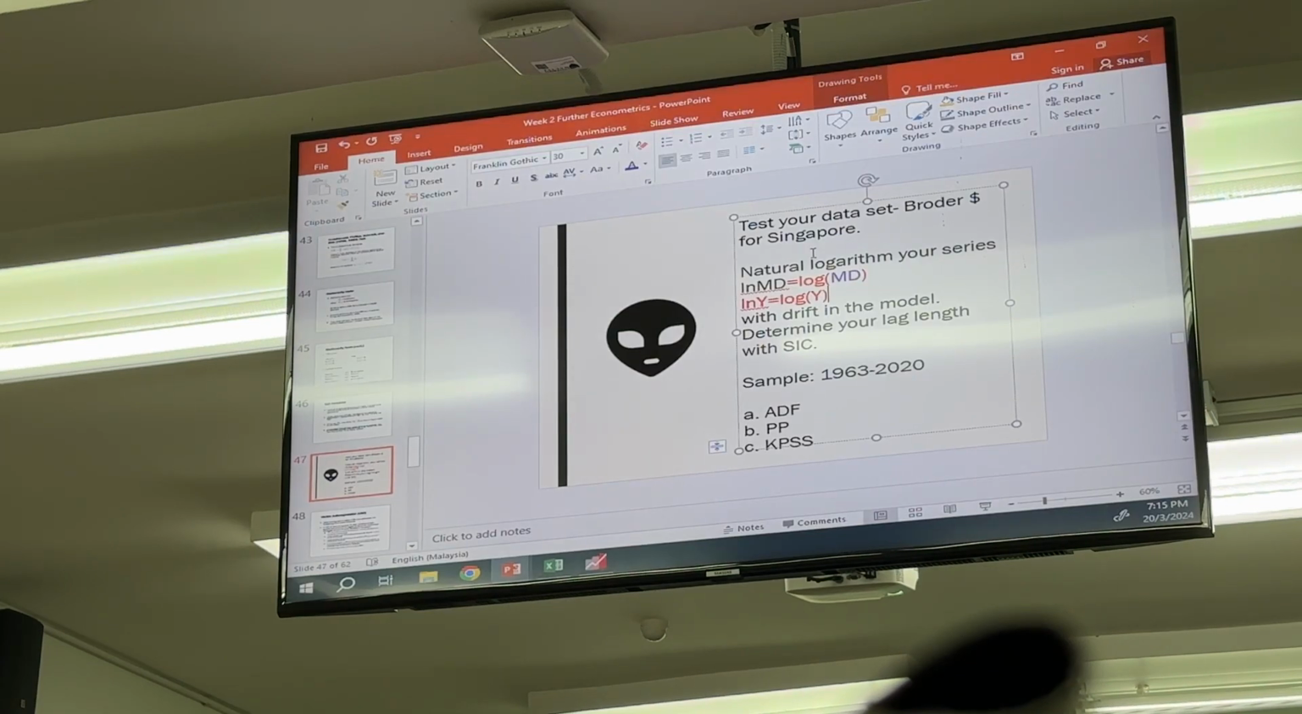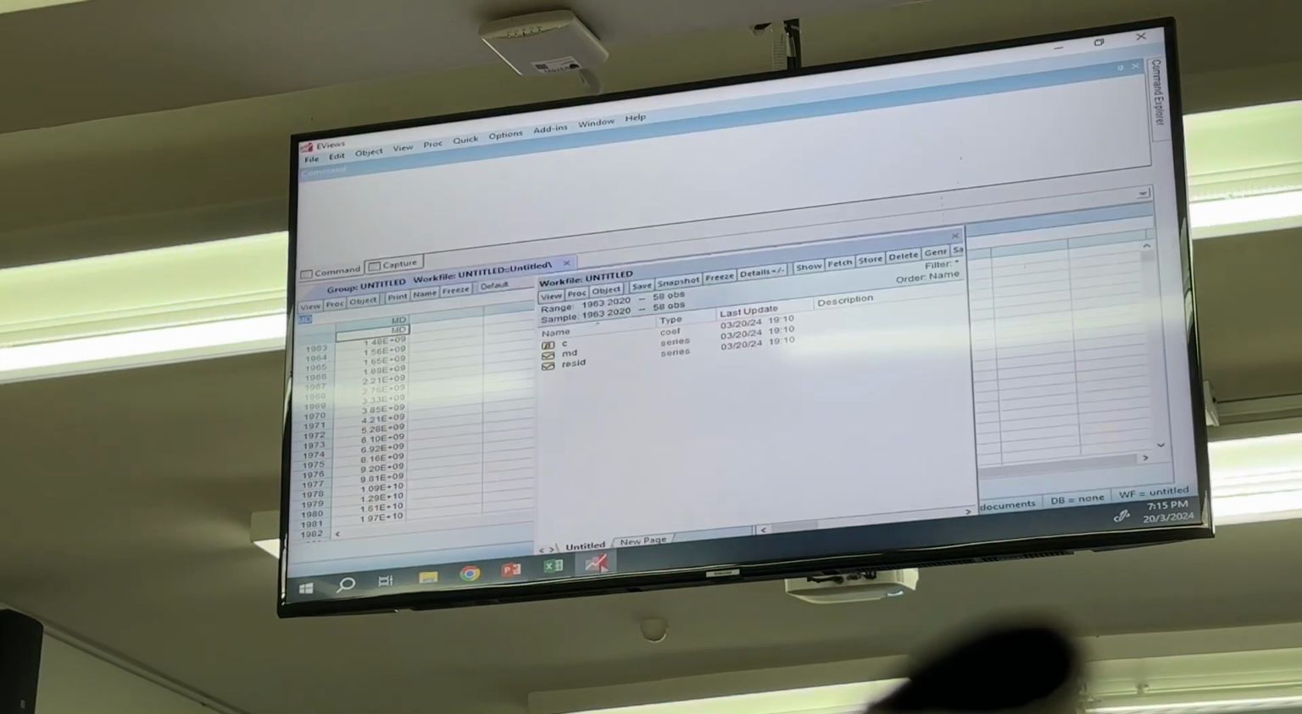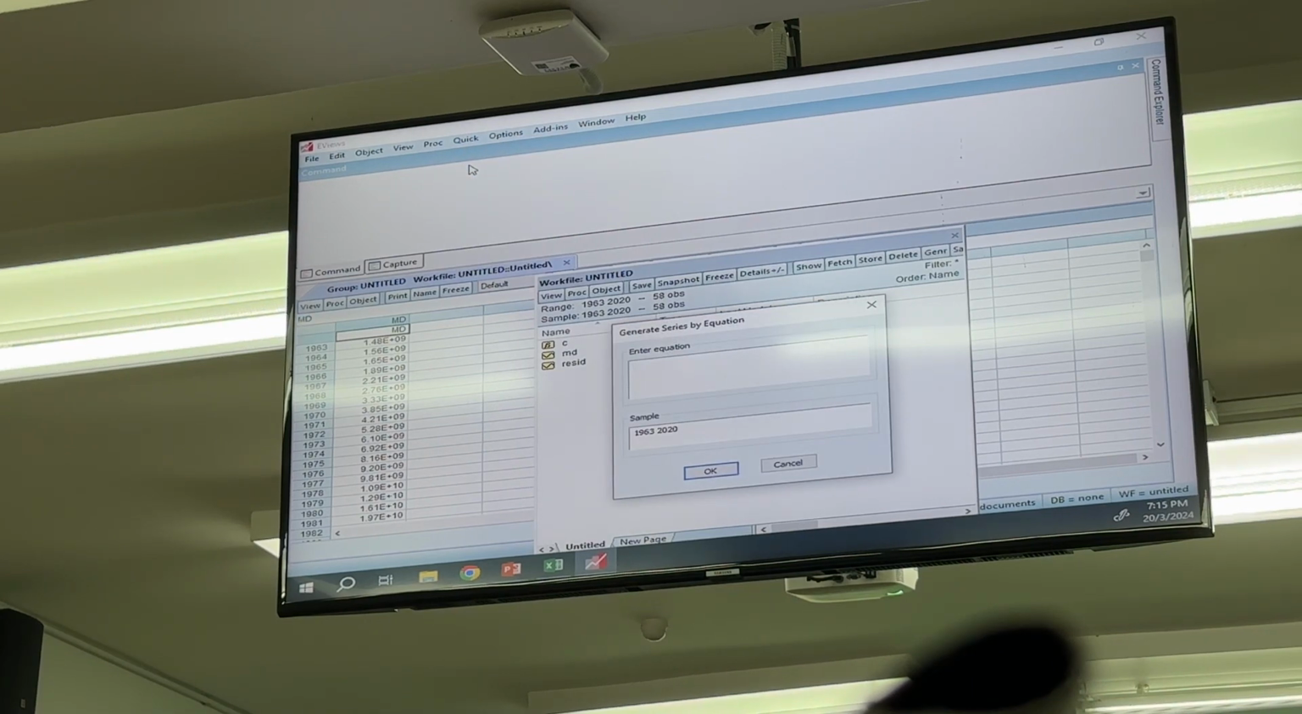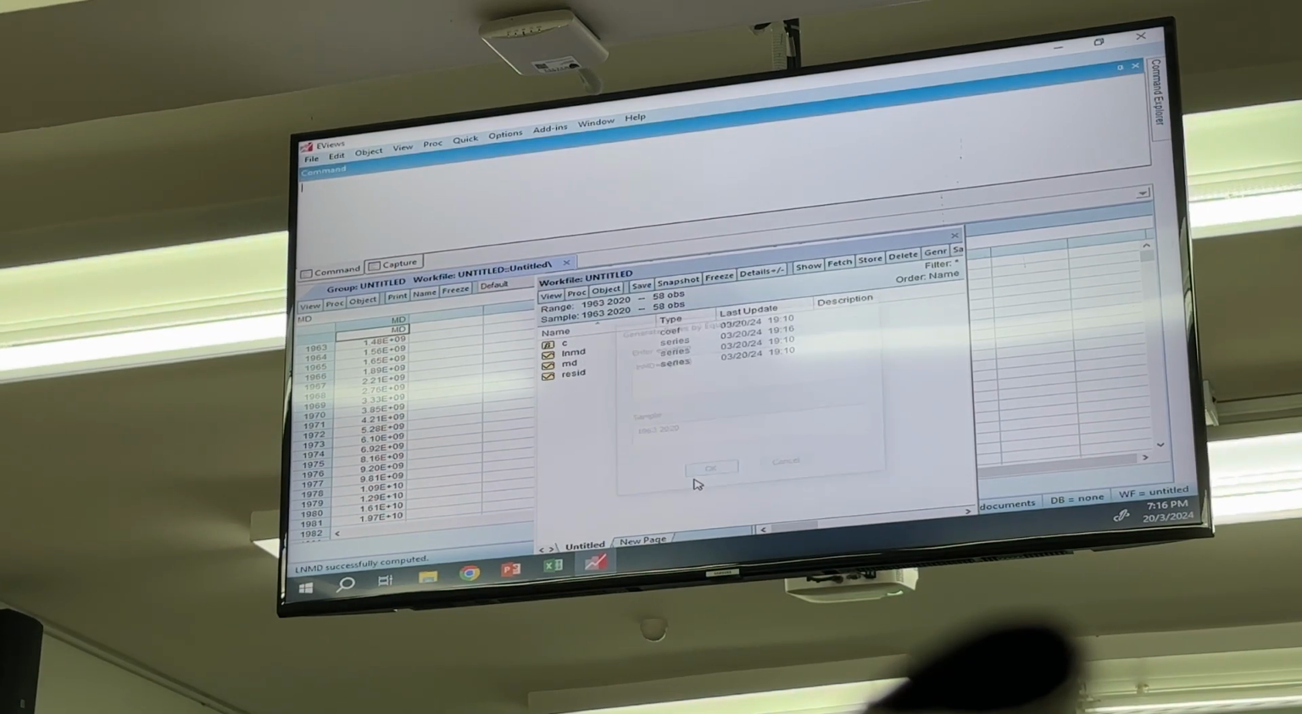So what next? I want to log my series. I copy this one. You go to EViews, go to Quick, and then Generate Series. You type your equation. So I type LNMD equals log in the parentheses MD. As you observe in my workfile here, there is no LNMD yet, without the log. Now just click OK. So you see that LNMD is here.